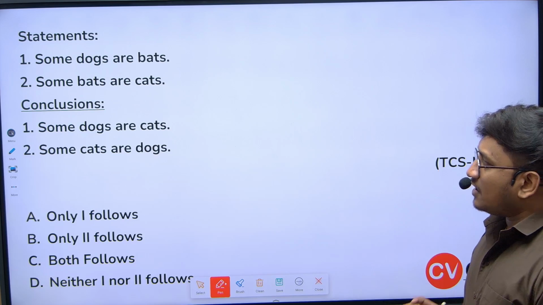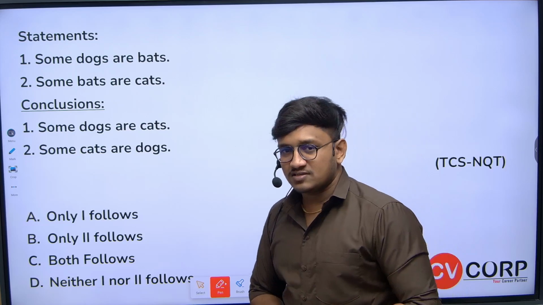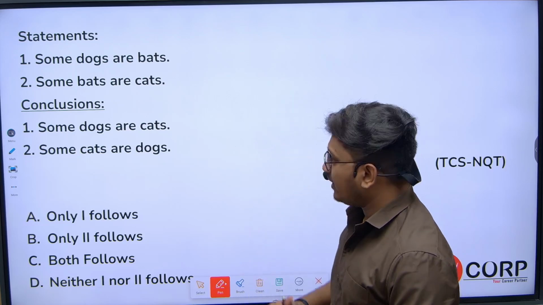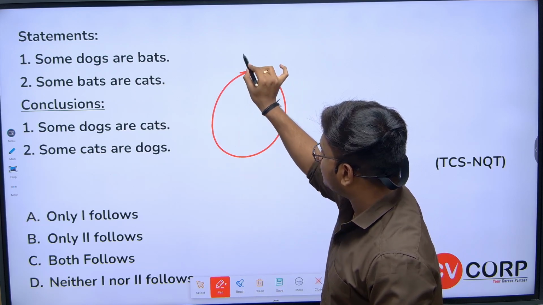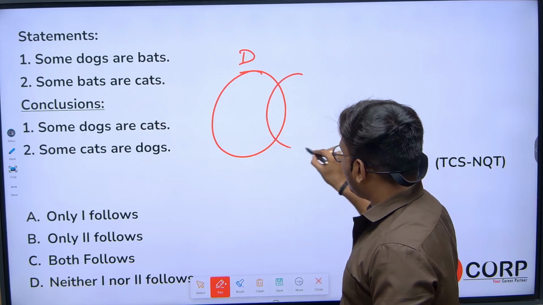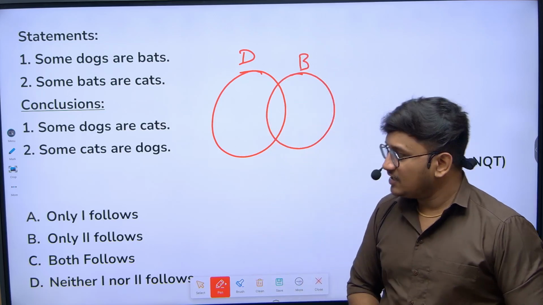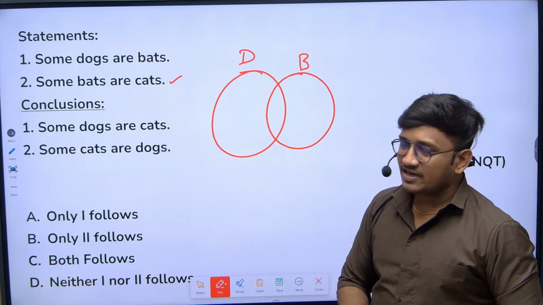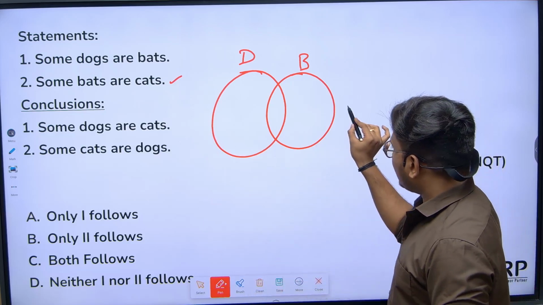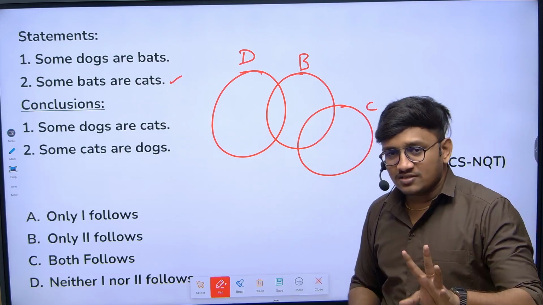Okay. Some dogs are bats. Some bats are cats. Let's draw a circle. Some dogs are bats. Now the next statement is some bats are cats. Now I'm drawing like this. You just observe.